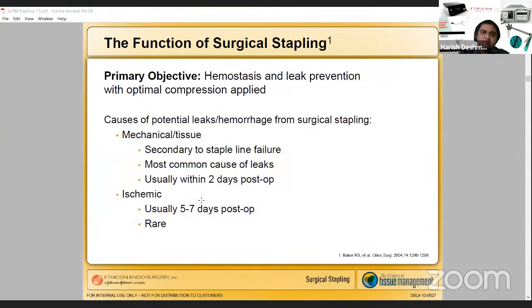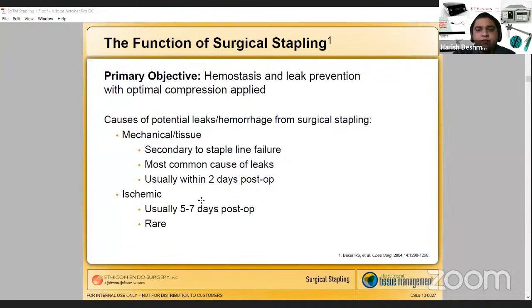In case of surgical stapling, a primary objective of a stapler is basically to have proper hemostasis and prevent leaks. And most of the time, the leakage or the hemorrhage which happens in any stapling anastomosis or in a resection is secondary to a staple line failure. So it is just next to the staple line, and most of these leaks usually happen within 2 days of post-op. In case it is ischemic, it will happen only after 5 to 7 days, which is very rare.